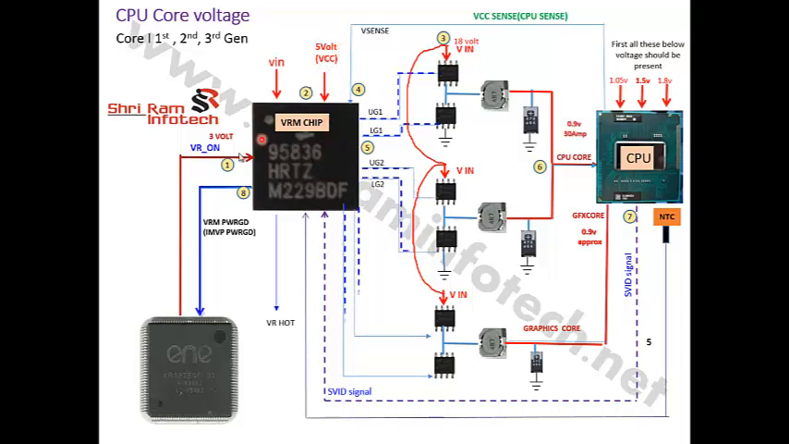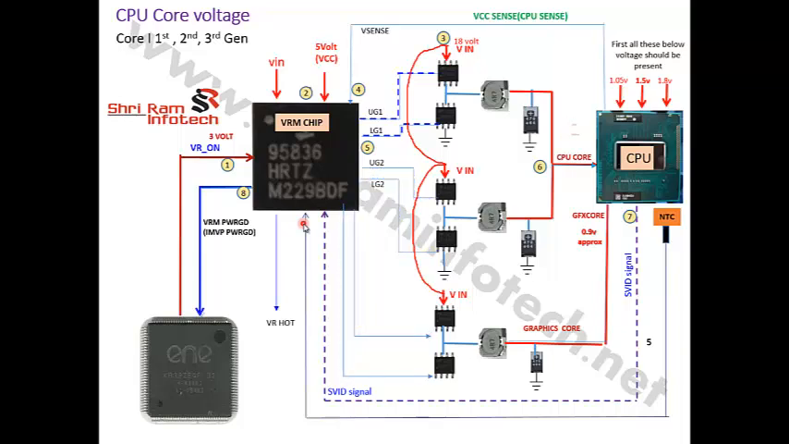If both signals are present, then you have to check the VSense signal. How will you check the VSense signal? Put the multimeter on buzzer mode, connect one probe to ground and the other to this VSense. You will get a buzzer. If the buzzer is there, it means it has detected the CPU. The next is the NTC signal, which should be 0.